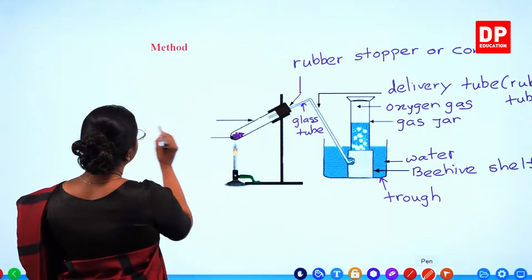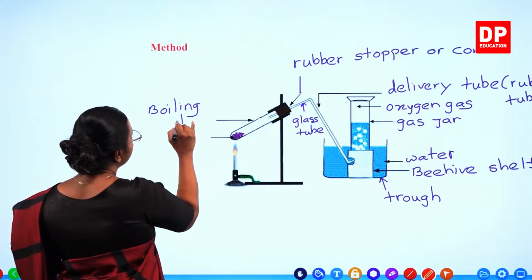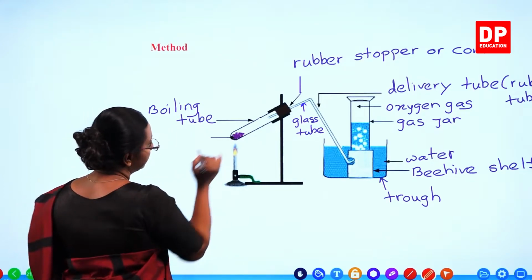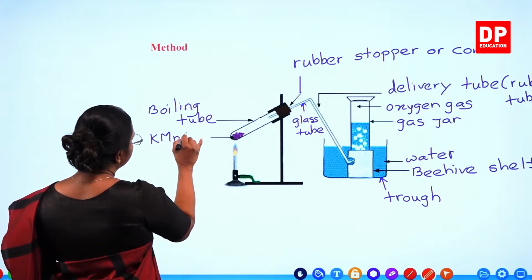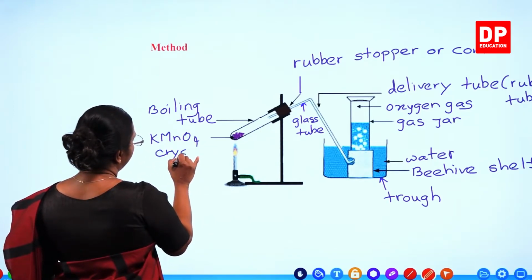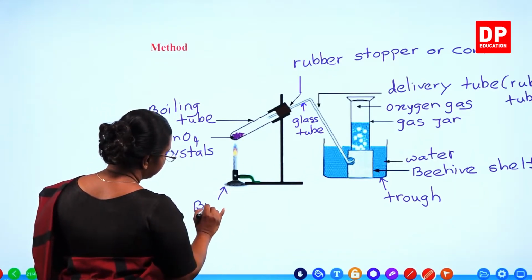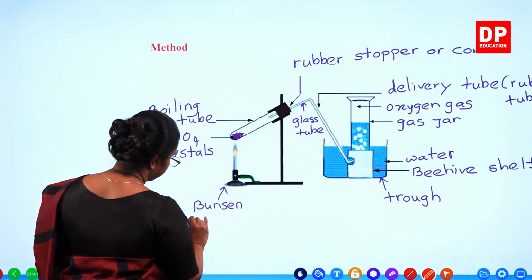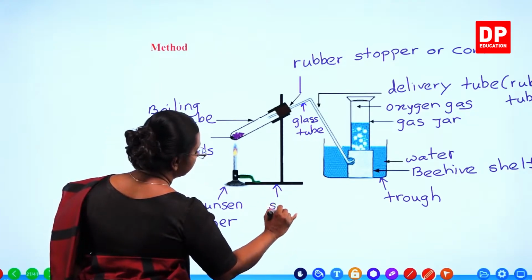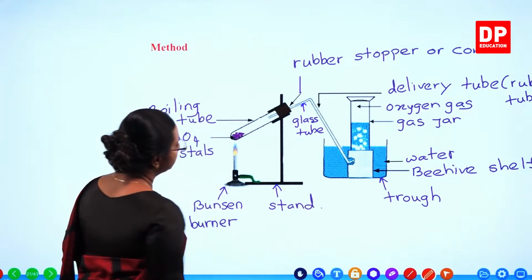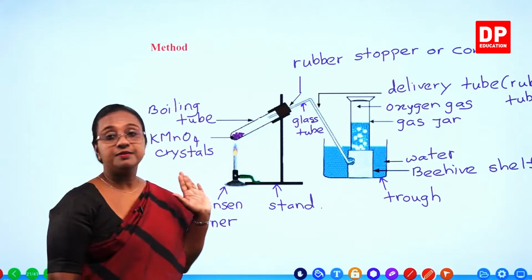On this side, if we look at the diagram, we need to have the boiling tube. Why? We are holding it to the flame. So we need to have the boiling tube. And here we have the KMnO4 crystals or potassium permanganate crystals. Then you can see the Bunsen burner. And here we need to have the stand, the laboratory stand, so that you can clamp the boiling tube. So this is what we do, students.